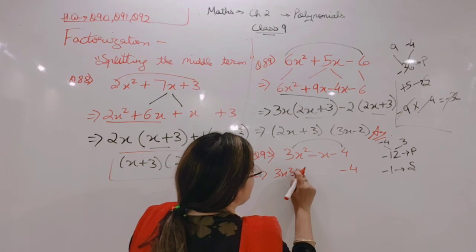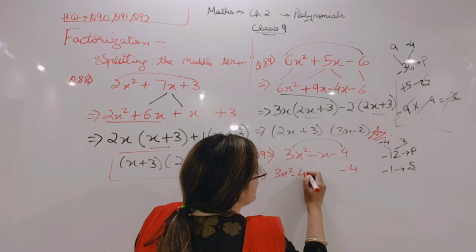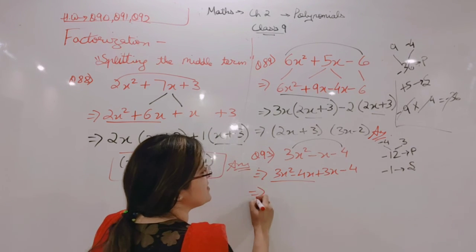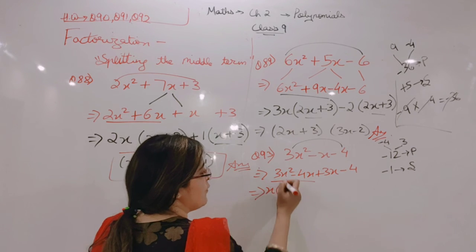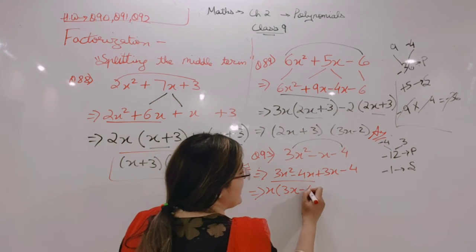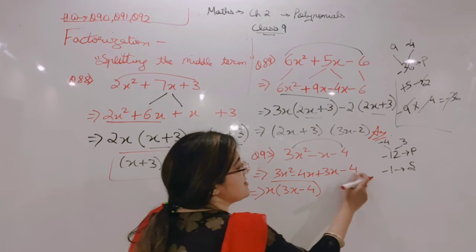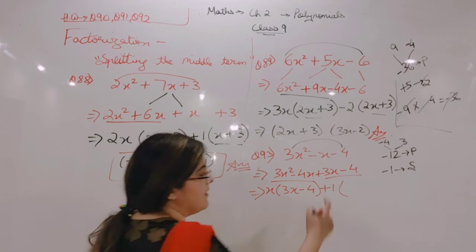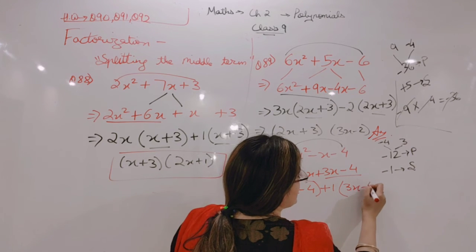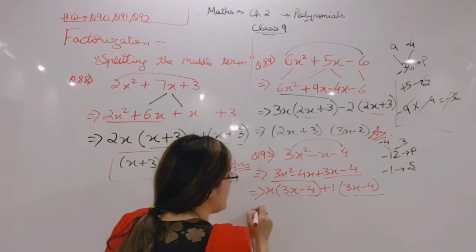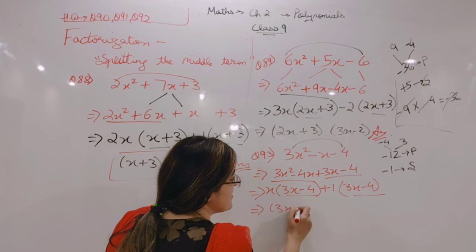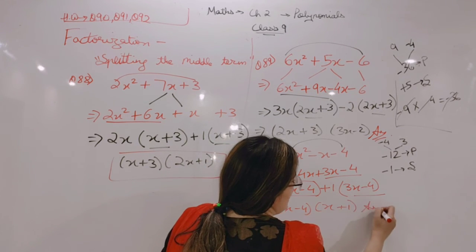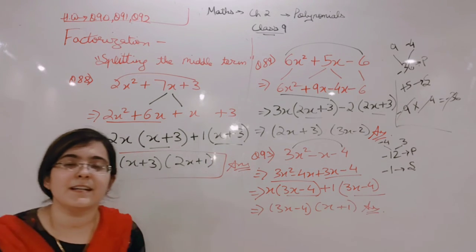So what will you write? Minus 4x plus 3x. Now what will be common in both these terms? Only x. So what will be left? 3x minus 4. In these two terms there is nothing common, so I am taking plus 1 as common. So it will be 3x minus 4. This is your common bracket. Write it once. And the ones that are left, write them once. This is your answer. This is a very easy type, students.